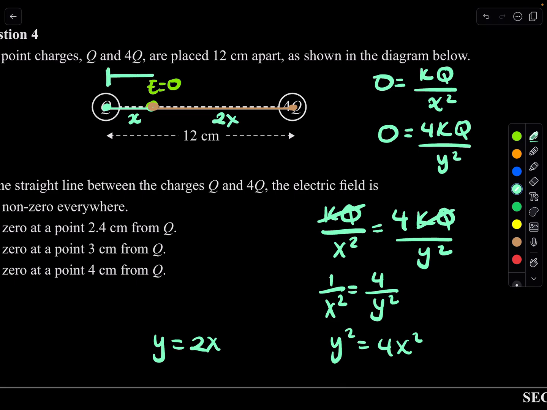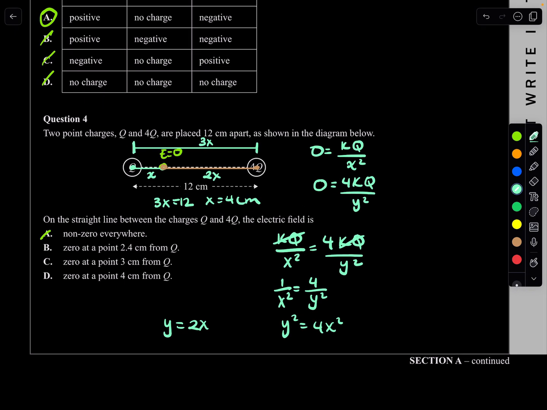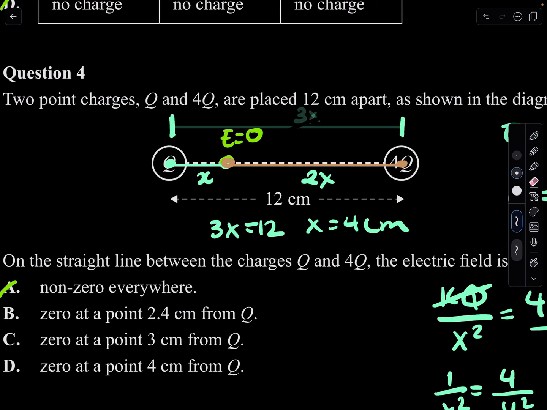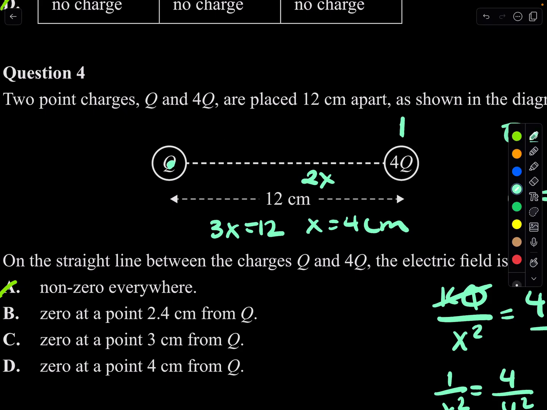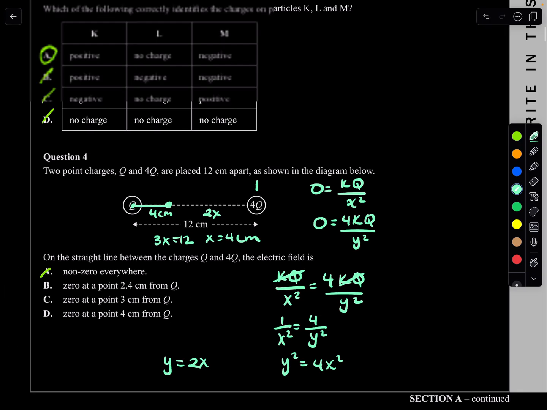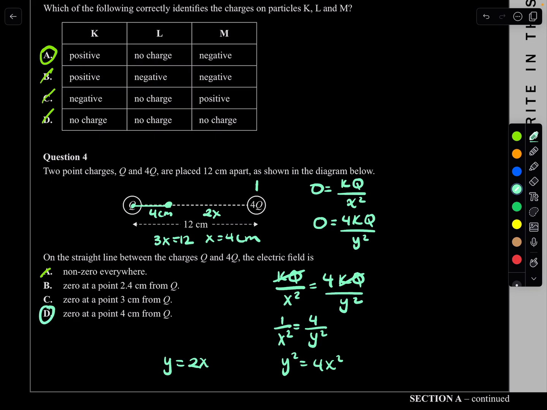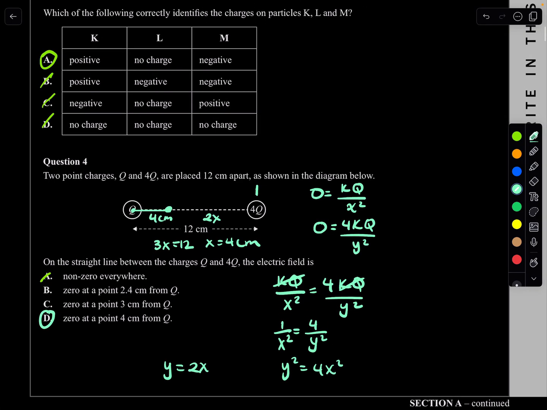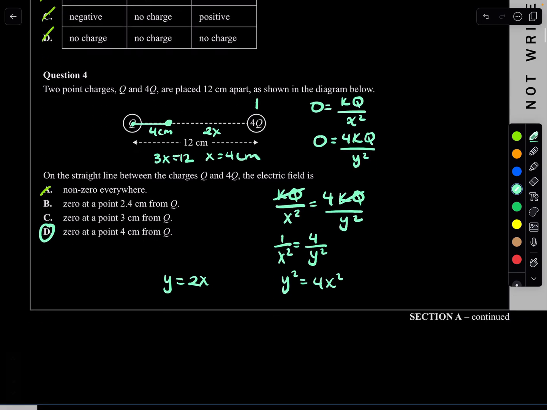So pretty much the distance from here to here is just 3X, and we know that 3X is equal to 12 centimeters. Hence, X is 4 centimeters. So let's rub all this out. Remember how X was the distance from here to the point where the electrical field is 0? That's our X, which is 4 centimeters. And so it's 0 at 4 centimeters from Q. D is your answer. That was a lot of algebra to be honest, but yeah.